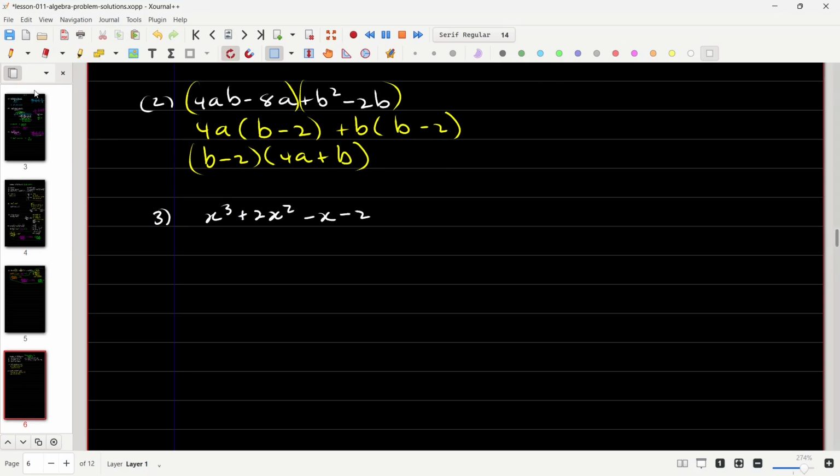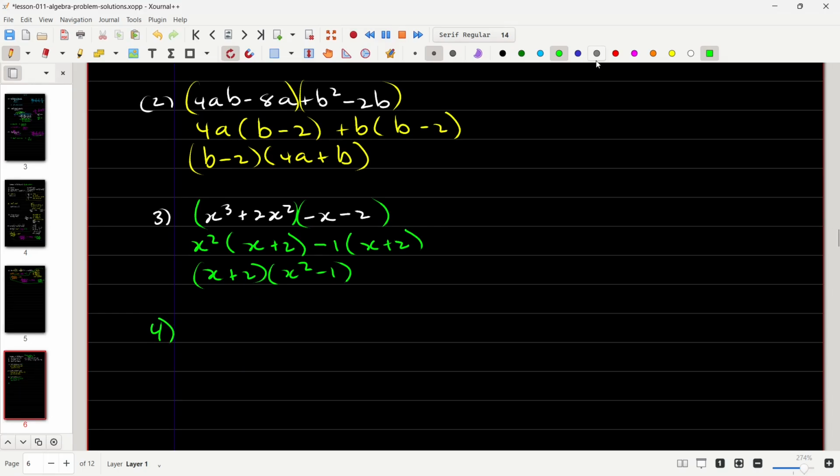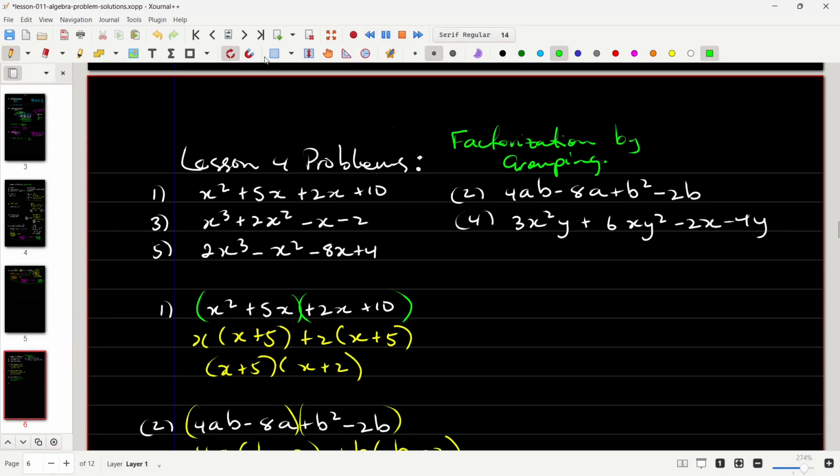And this one here, factorized by grouping again. We're going to group this with this and this with this. I'm going to take out the x to the second power, remain with x plus 2. I'm going to take out negative 1 and remain with x plus 2. And then I'm going to have x plus 2 in common to both of them, and x squared minus 1 as the remainder. Then I do number 4, which is this one here.